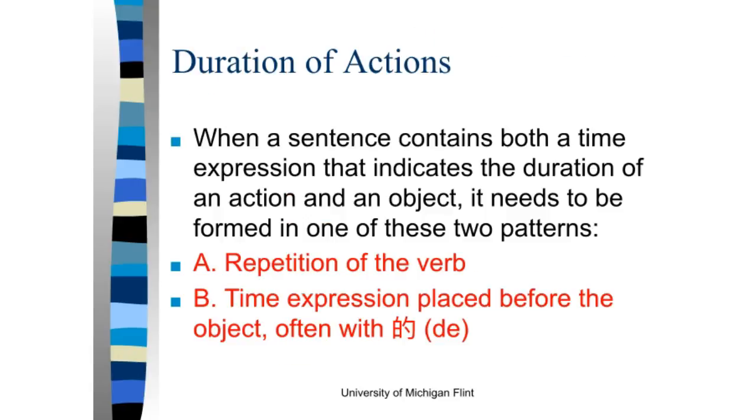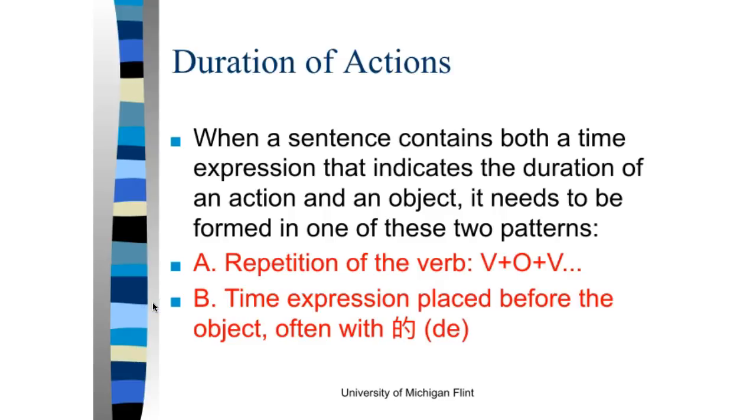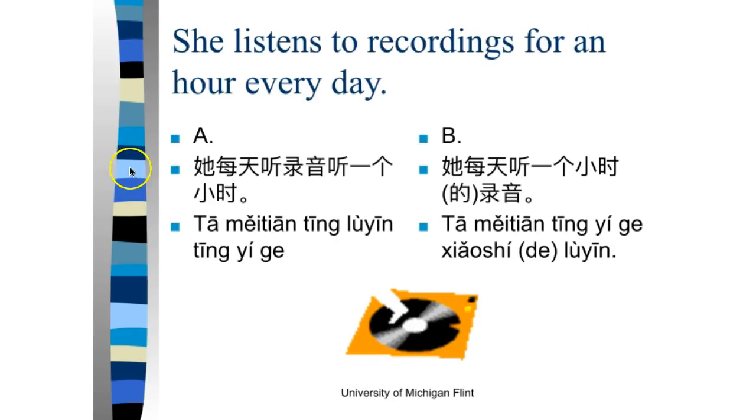So when a sentence contains a time expression and also an object, there are 2 patterns that you can use to talk about that duration. First, you repeat the verb using the verb plus object plus verb structure, or you put the time expression before the object and modify the object with the time expression using de. Let's look at some examples. 他每天听录音听1个小时.